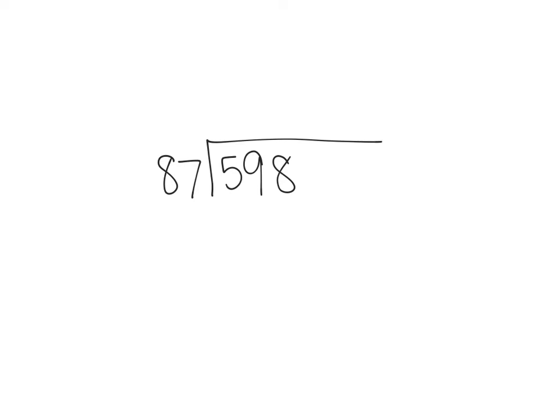Now, our helper here, we know that this second number is a 7, so our helper probably won't be right, but it can help us get in the right area. So I've got to see how many times 8 goes into 59, because I know 8 can't go into 5, so it's got to be 8 into 59. So now I'm just going to think about my 8 multiplication facts. I know that 8 times 7 is 56, so that's probably as close as I'm going to get.